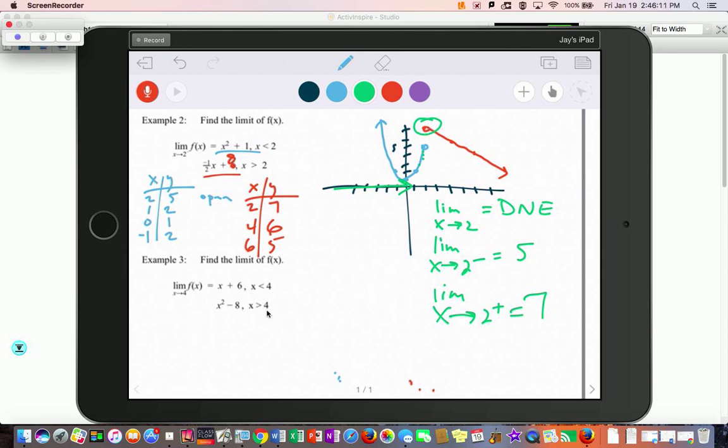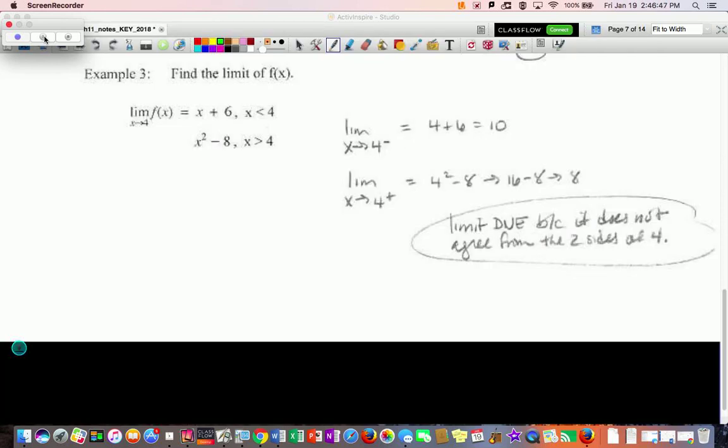All right, so there's one more. Try graphing it, and then come back and check your answer. All right, so if you went over and did these two, this one would be kind of similar to what we did up above. But if somebody asks you to approach 4, you could just put 4 into both of these. And when you put 4 in, you get 10 over here for this one. And when you put 4 in here, you get 8. And because they don't agree, the limit does not exist.